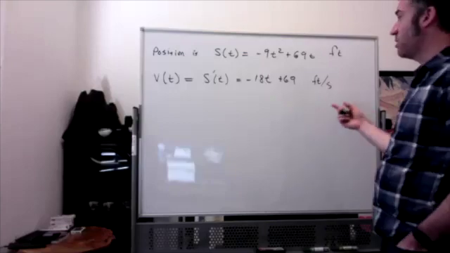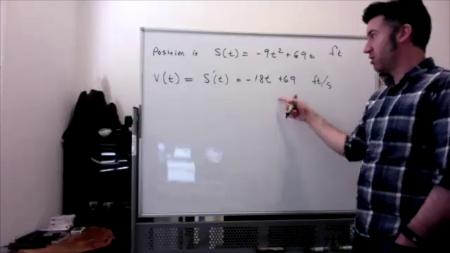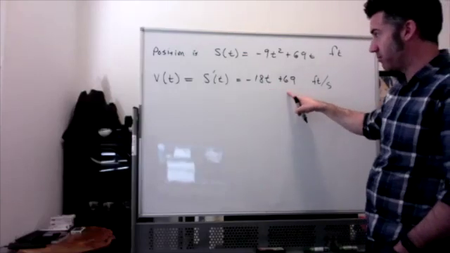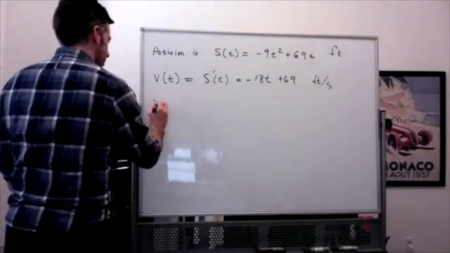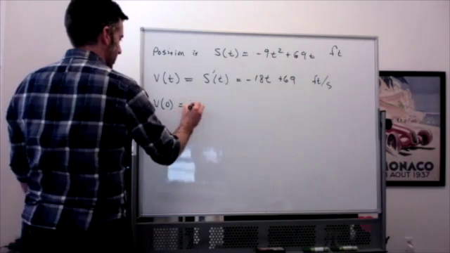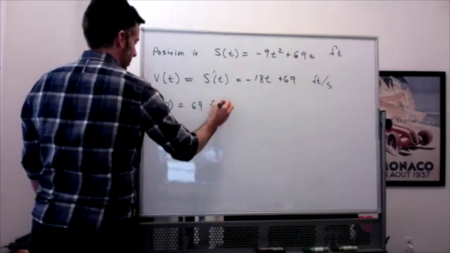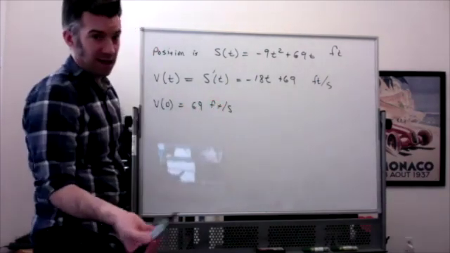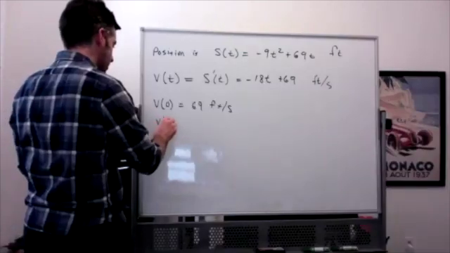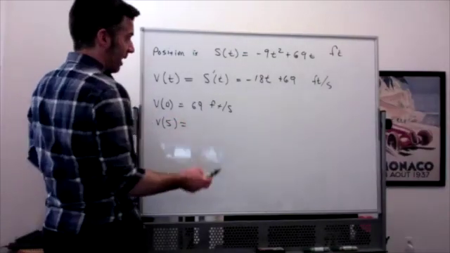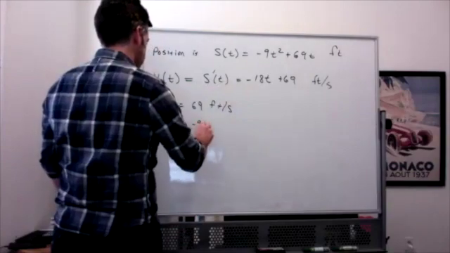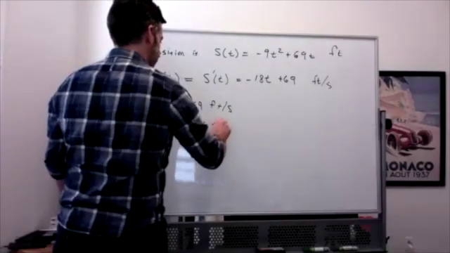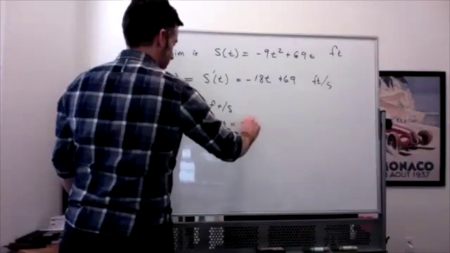So what this is telling me is that at time 0, the velocity is 69 feet per second. But then say at time, I don't know, 5 seconds. By plugging in 5, negative 18 times 5 is negative 90 plus 69. That's going to be negative 21 feet per second.